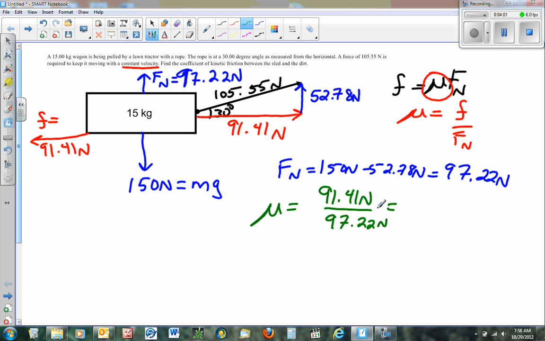And when I divide those two, 91.41 divided by 97.22, I get 0.940. And remember, this is the coefficient of friction. There are no units with this. And that's my answer. And that's how you do number 4 on the worksheet.